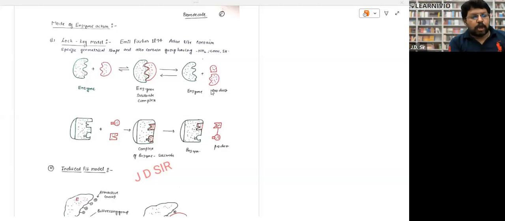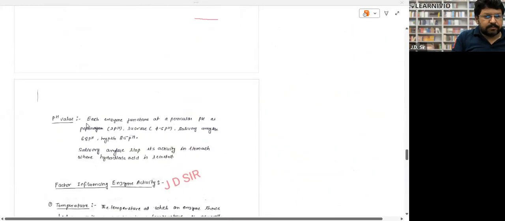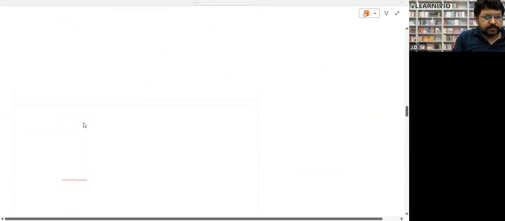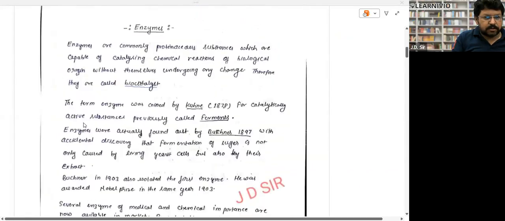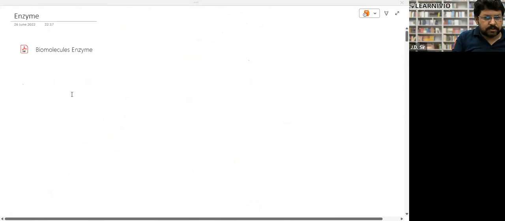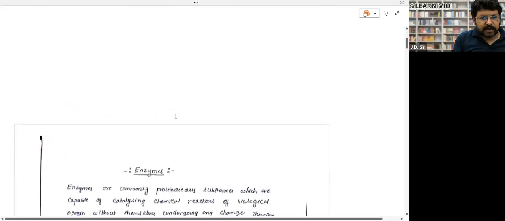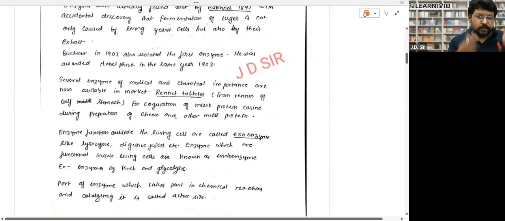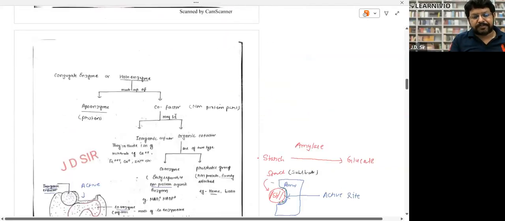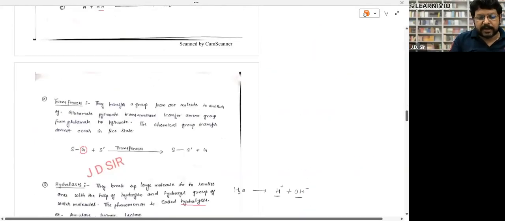So this was all about the biomolecule part. For this chapter, go through your NCERT and ask me if you have any doubt. You have to note down these notes. You can download them from here. I have attached the file here. Look, this file is attached over here, and you can download it from here. You need to note it down from there. This is my notes. Go through the NCERT and ask me if you have any doubt.